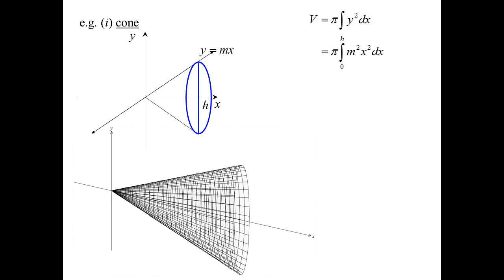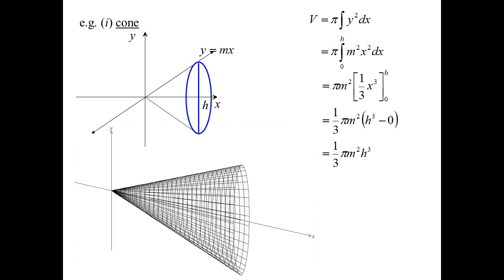So volume is pi times the integral of y squared dx. The reality is I probably don't write that first line in because I don't like seeing y's and x's in the same integral. So pi times the integral of m squared x squared dx, going from 0 to h. Well, m squared is just a constant, so I can factorise that out. Add 1 to the power over the power. We get a third x cubed, going from 0 to h. Sub it in, and there's our formula for a cone. 1/3 pi m squared h cubed.